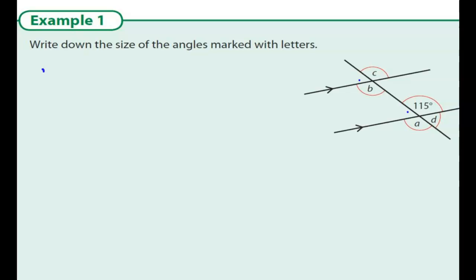So A, what is the size of angle A? Well, we see that it is vertically opposite the 115 degrees that we have been given. Okay, so A is also going to be 115 degrees. And we should always, and when you do your homework, I would expect you to also write next to it the rule that it relates to. Okay, so A is 115 degrees. Why? Because it's vertically opposite to the angle that we knew.